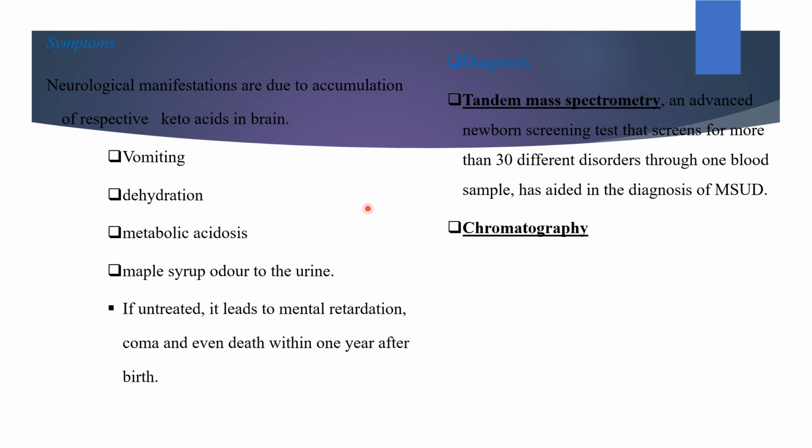So there should be some management as early as possible in order to cope with the situation and to increase the longevity of the infant. How can we diagnose? Diagnosis can be done via tandem mass spectrometry by a simple blood spot test or urine spot test. Then chromatography is another way by which we can detect the corresponding metabolites in order to know of the disease or disorder.